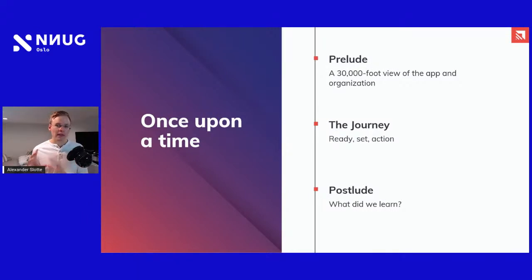And then we'll look at the real meaty stuff, which is the journey. So what did we actually do? How did we approach things, and what worked well for us? And then at the end, we'll sum it up with some thoughts about what we learned from that and what we could have done differently if we knew then what we know now.